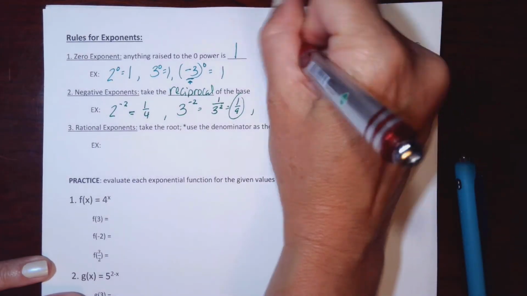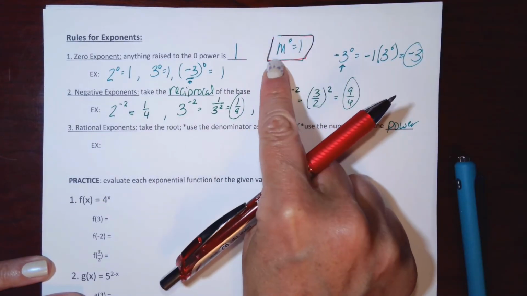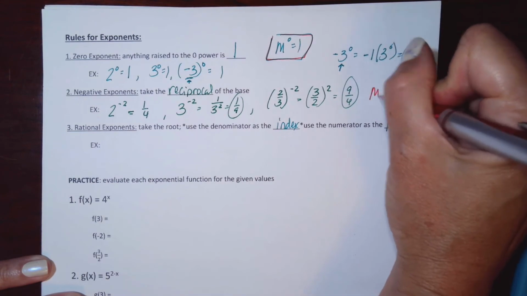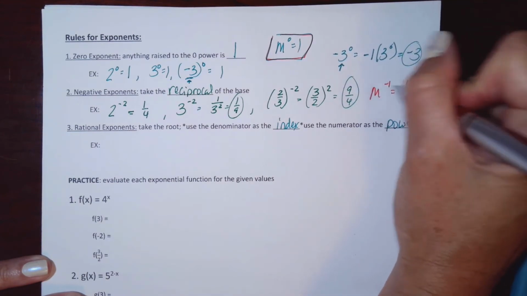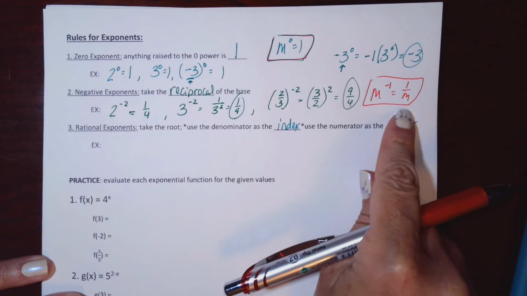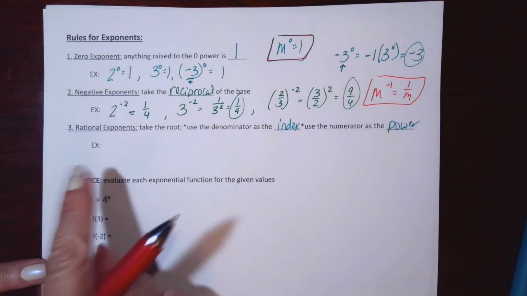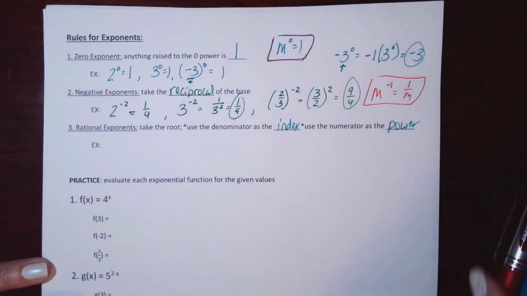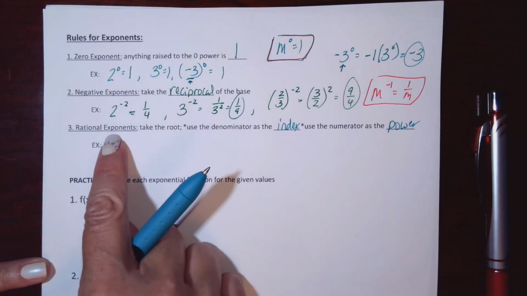Okay, so here in general terms, m to the 0 equals 1. Anything to the 0 power is 1. M to the -1 is 1 over m. So anything to a negative exponent, you take the reciprocal of the base. Now we're doing our rational exponents. A rational exponent is a fractional exponent.